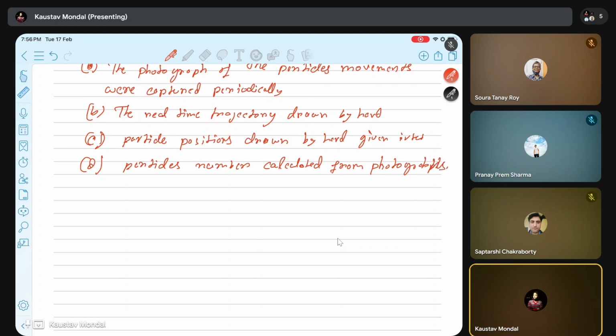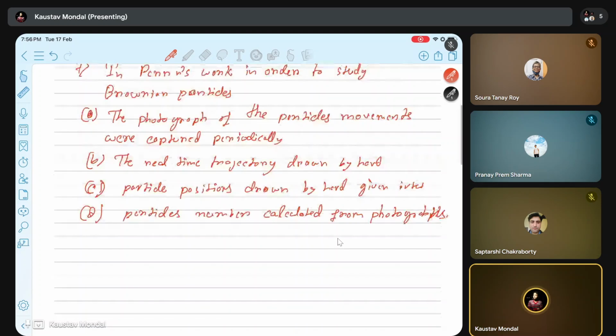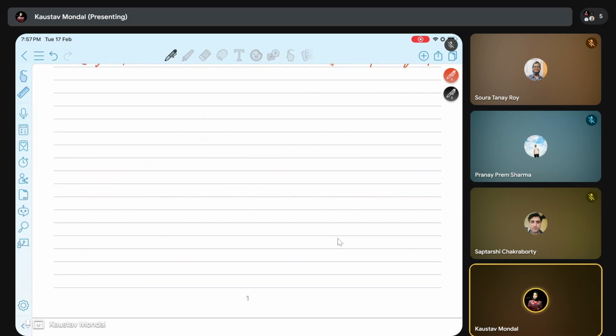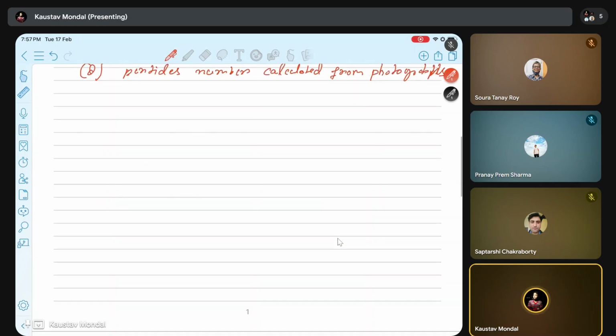In order to solve this question you have to know how this experiment was done. The correct answer is option C. At that time advanced machines had not been invented, so particle positions were drawn by hand at a particular interval, as you know, in order to calculate the MSD. From that he calculated the MSD and the other statistical properties.